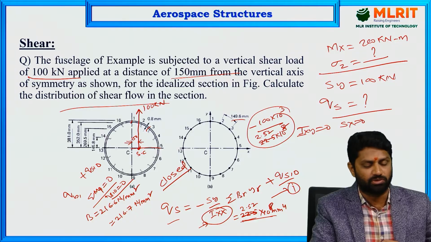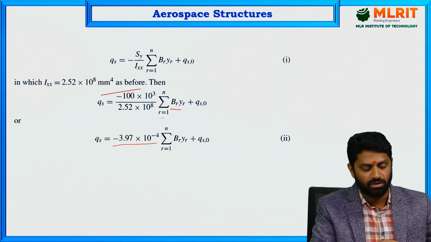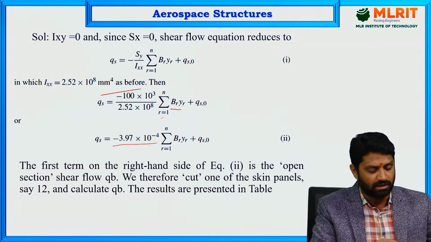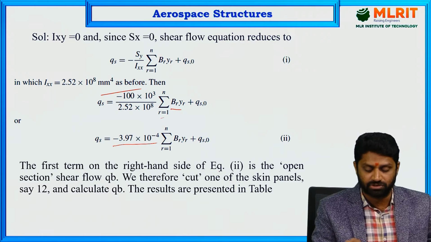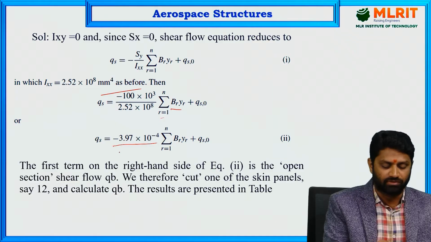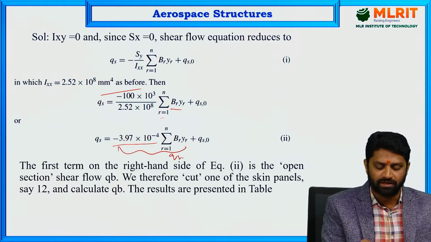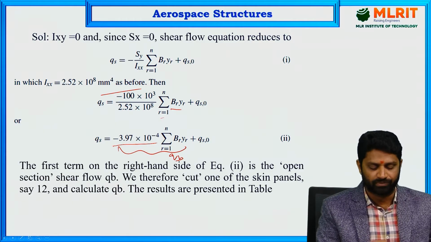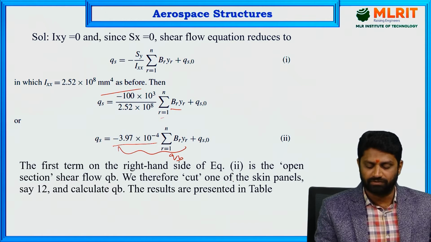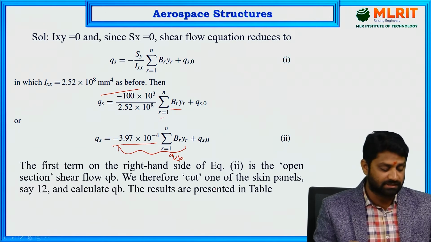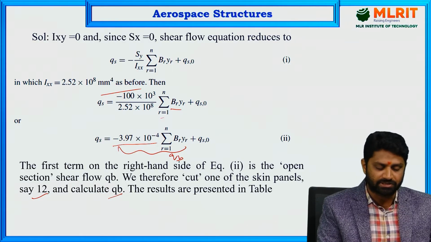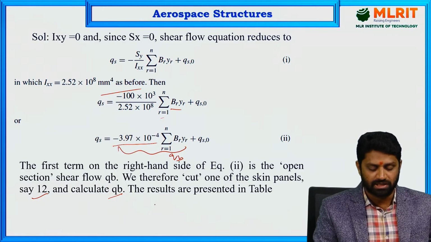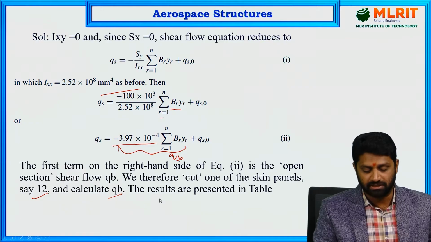Here we are going to proceed with that, and therefore you can see that the first term on the right hand side of equation 2 is the open section shear flow. That means from here to here we consider the open section shear flow qb. We therefore cut one of the skin panels. Let's say we make a cut in panel 1-2 and calculate the open section shear flow, that is qb. The results are presented in the table.